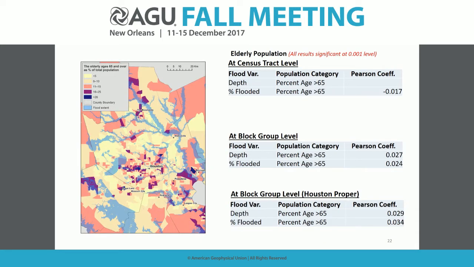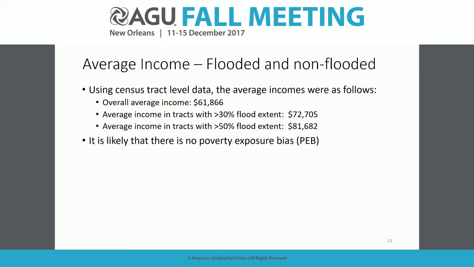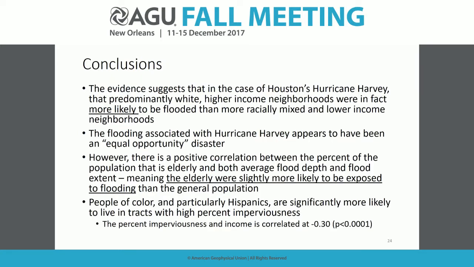By contrast, we found that at least at the block group level, there are slightly higher percentages of elderly populations in those flooded areas. We tested just to see if there were income differences between flooded and non-flooded areas, and basically there's higher income in the higher percent flooded units.